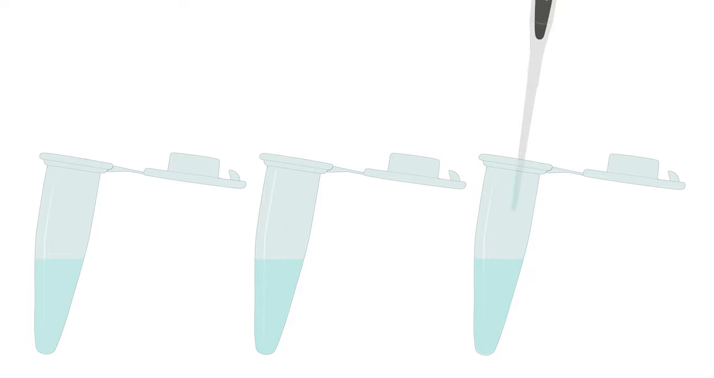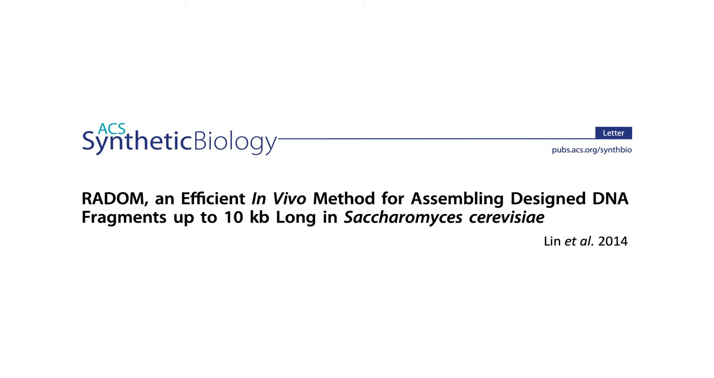This requires the recovery of empty plasmids from yeast into E. coli, which is very labor-intensive and compromises yeast application for large synthesis projects. RADOM stands for Rapid Assembly of DNA Overlapping Multifragments, and unlike other yeast assembly methods, it allows for the extraction of empty plasmids from the total population of yeast transformants.